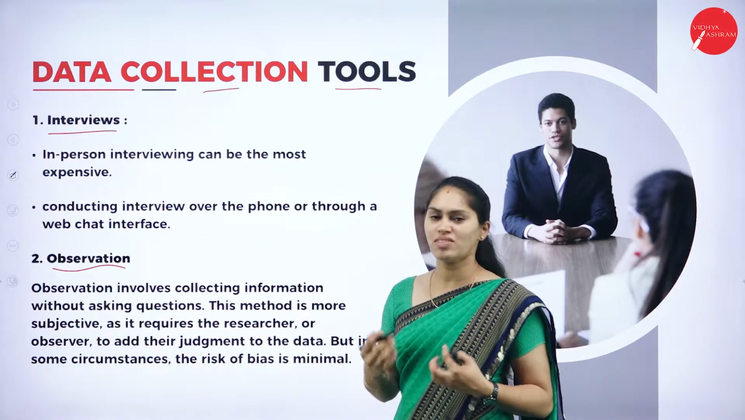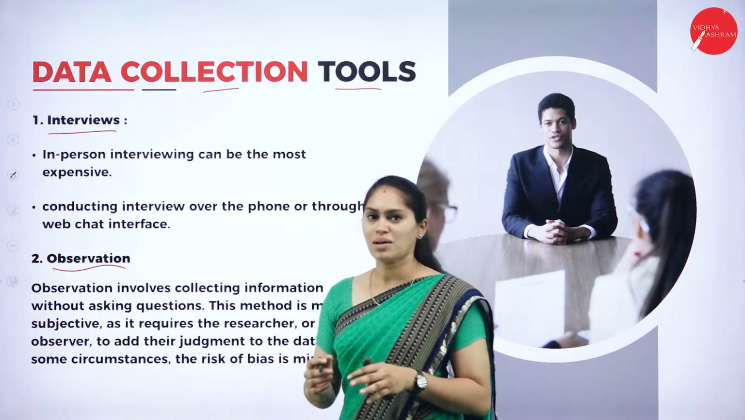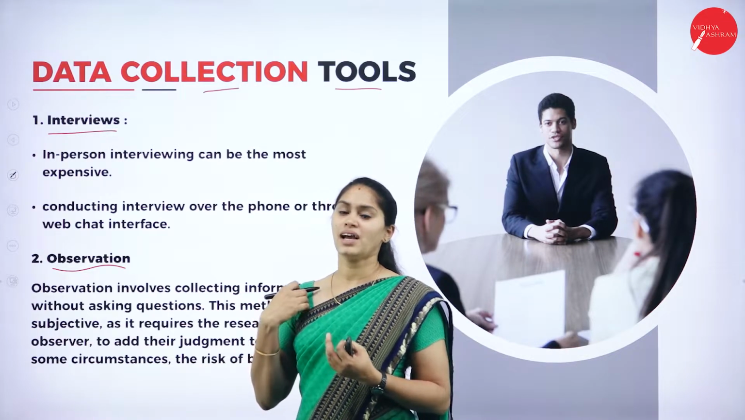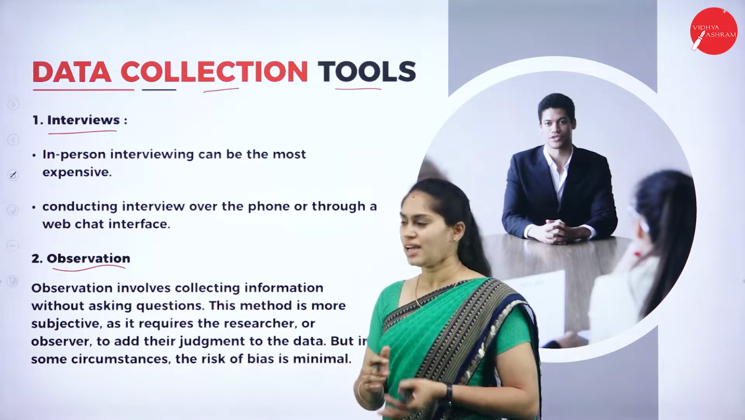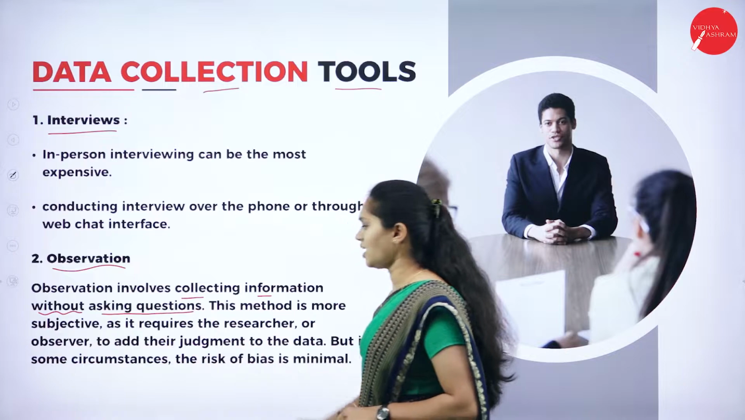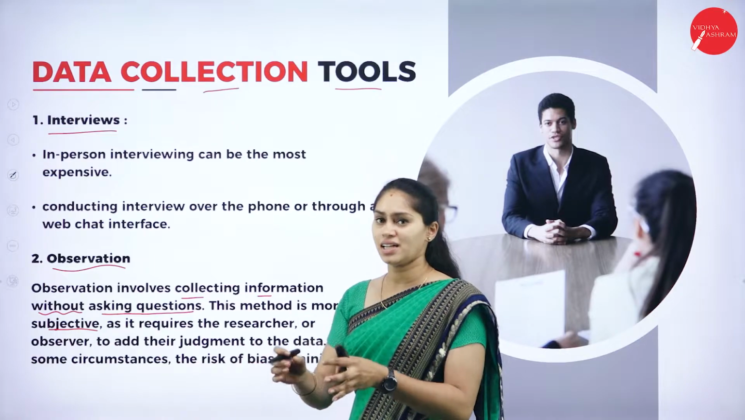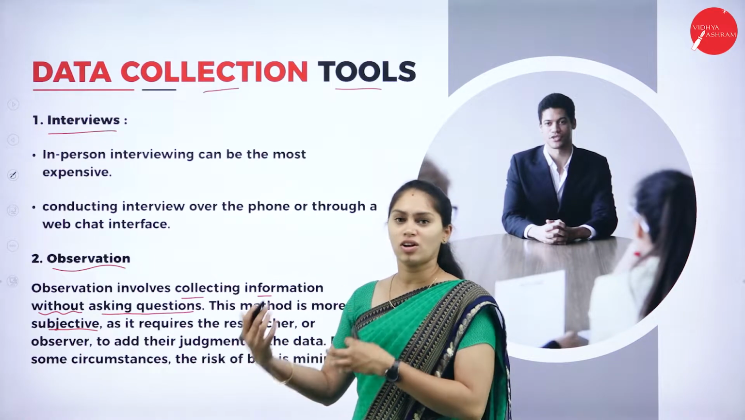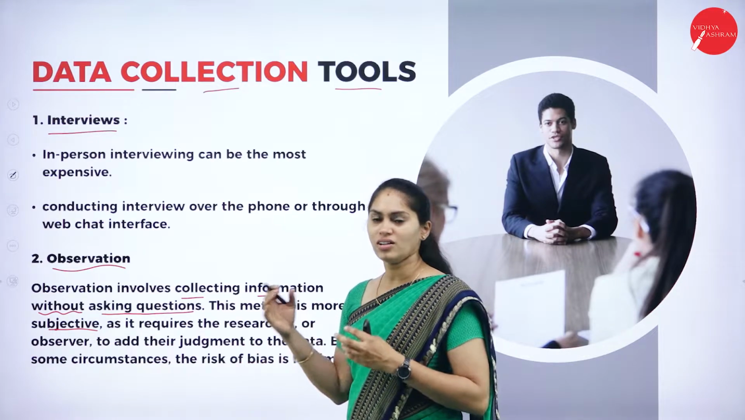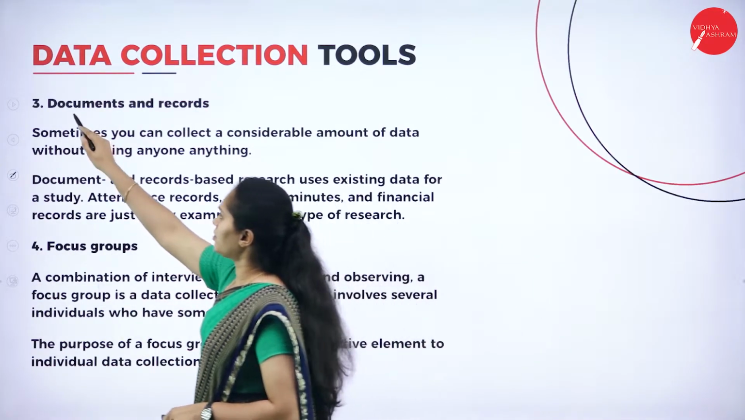In observation, I'm not going to ask anybody in order to collect the data. I just observe without asking any questions. That could be right or wrong, but I can get some data without asking anything. Collecting the information takes place without asking questions. Sometimes this method is more subjective, so I can't predict whether it is right or wrong. I may think in a wrong way, I may think in a right way. So there is a possibility of both right and wrong in the data collected through observation. Next we have documents and records.